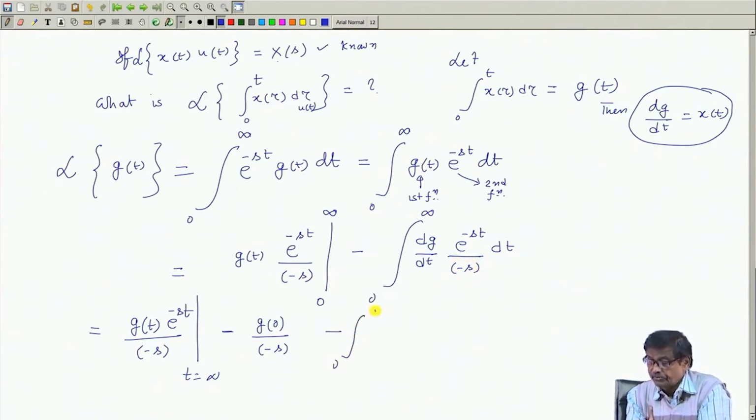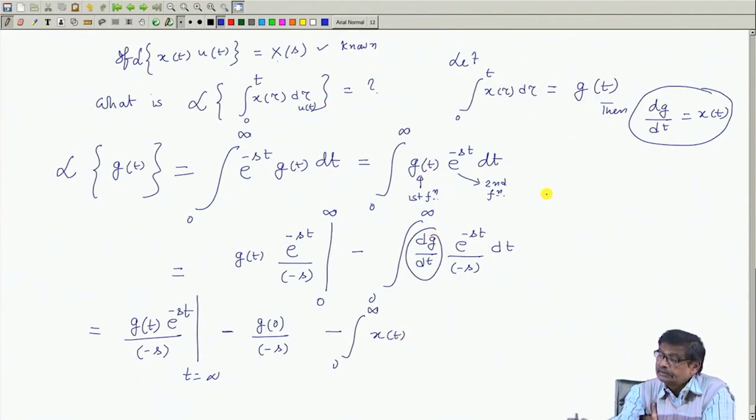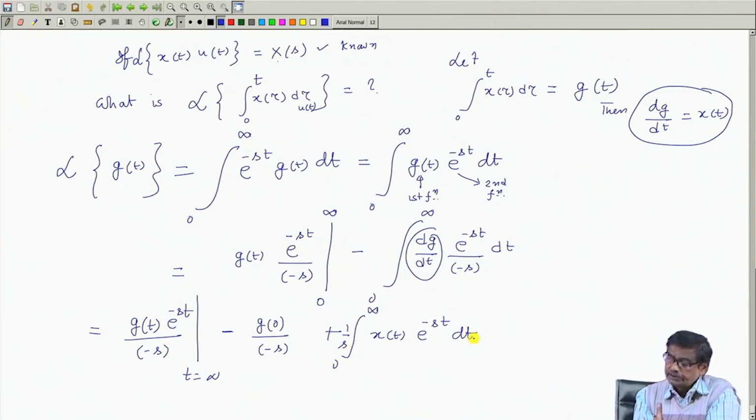And minus the integration from 0 to infinity of dg/dt, which is nothing but x(t). So write x(t) e to the power minus st, and this minus 1 over s will come outside, make it plus, and this s, because you are integrating with respect to time, not with respect to s. So this s term can be taken outside.